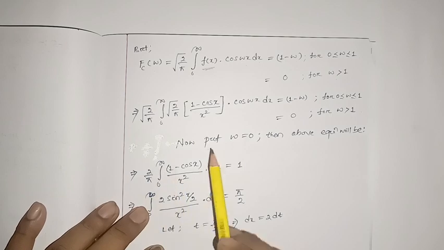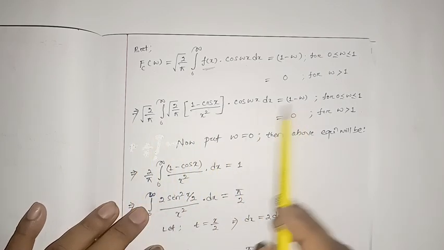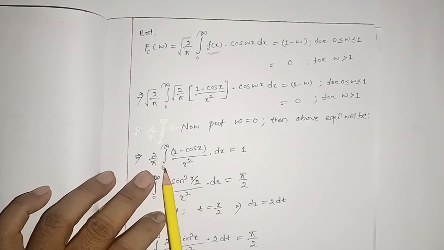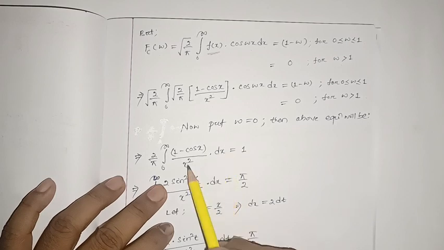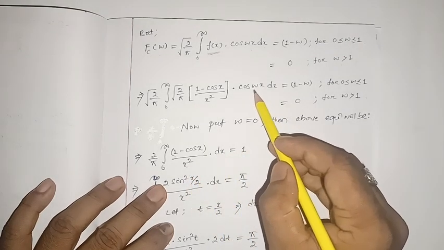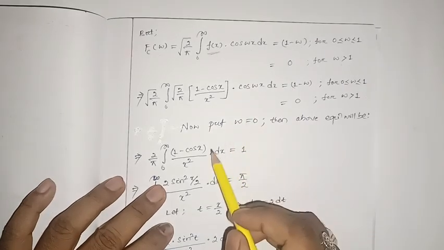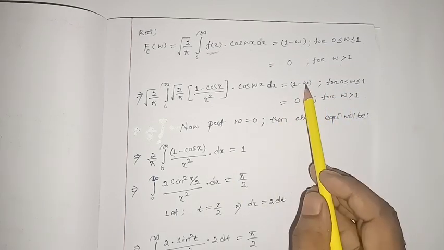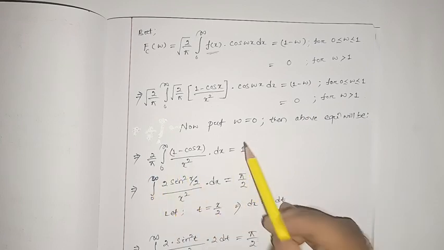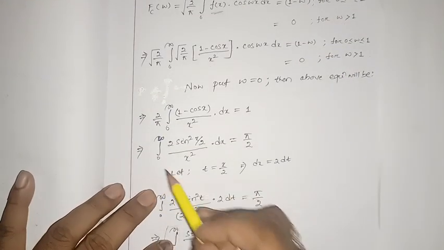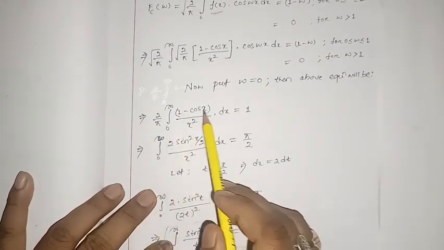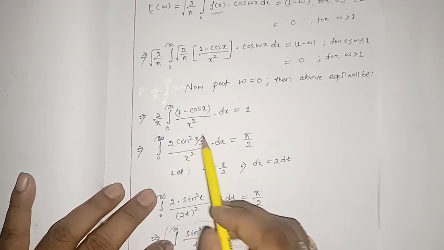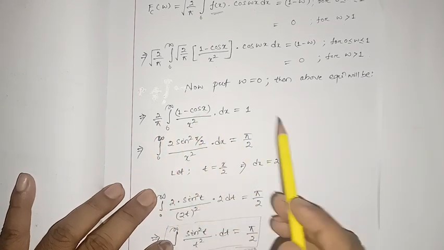Now we have to put omega equal to 0 in this equation. Then the above equation will be 2 by pi, 0 to infinity, 1 minus cos x by x square. Here if I put omega equal to 0, cos 0 will be 1, and dx is written as such. On the right-hand side, if I put omega equal to 0, this value will be 1. Got it? Now 1 minus cos x is nothing but 2 sin square x by 2, over x square, dx. The 2 by pi written this side will be pi by 2.